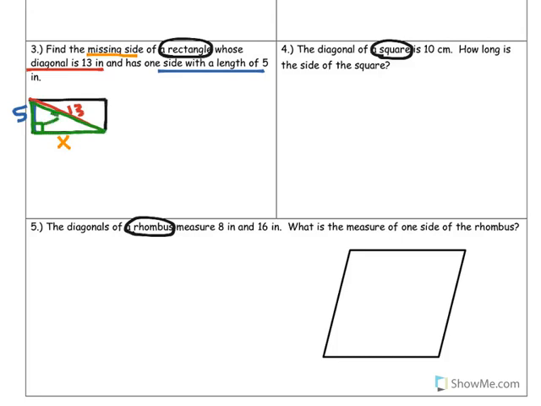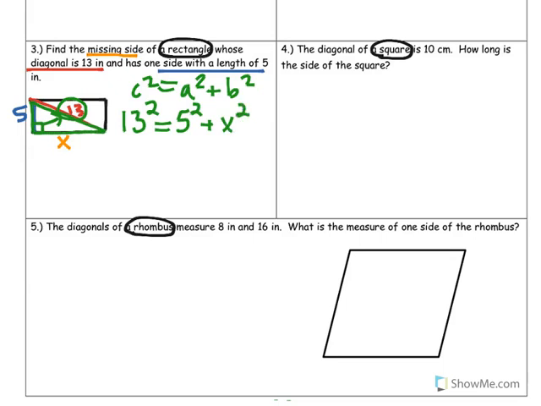So let's identify the hypotenuse. It's going to be 13. And let's use the Pythagorean theorem. C squared, oops, sorry, my pen's not working, equals a squared plus b squared. All right? C is 13, so 13 squared equals 5 squared plus x squared.